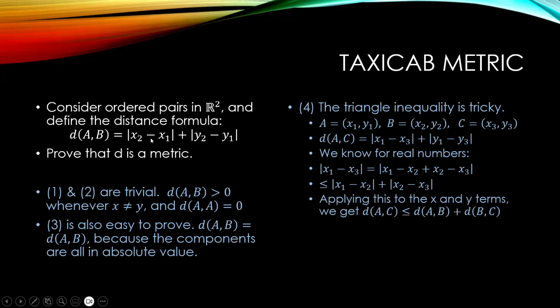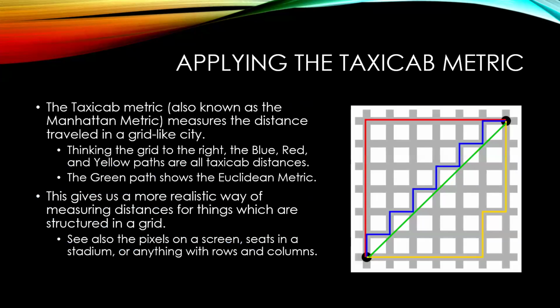But if you're going from one point to itself, this is going to give you 0. Anything where the points are different, it's going to be strictly greater than 0. And there's definitely going to be the symmetry. Triangle inequality, there's the proof. It's a little bit messier. But let's see the visual for this, because that's really the fun bit of the taxicab metric. This is one we're more likely to use in the real world.